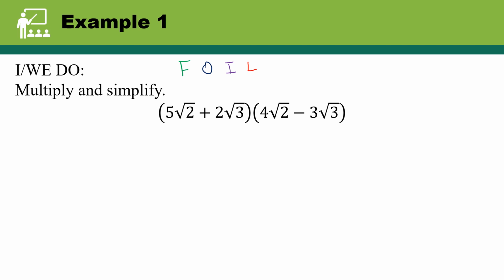So the first terms, 5 square root of 2 times 4 times the square root of 2. Then the outside terms, 5 square root of 2 times 3 times the square root of 3. The inside terms, 2 square root of 3 times 4 square root of 2. And then the last terms, 2 square root of 3 times 3 square root of 3. So I'm going to write all of that out.